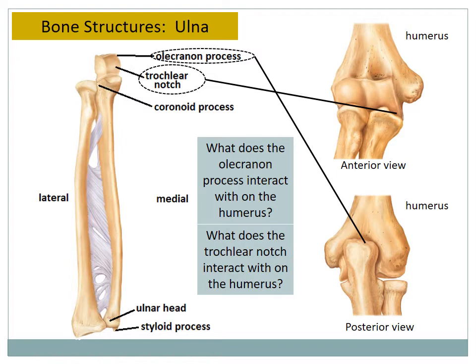And then we also have a trochlear notch. So what does a trochlear notch interact with on the humerus? Yeah, with the trochlea, right? That sharp structure that's on the humerus. So the trochlear notch is going to interact with that trochlea that is on the humerus. So the olecranon process interacts on the back side, the posterior side, and the trochlear notch is more on the front.